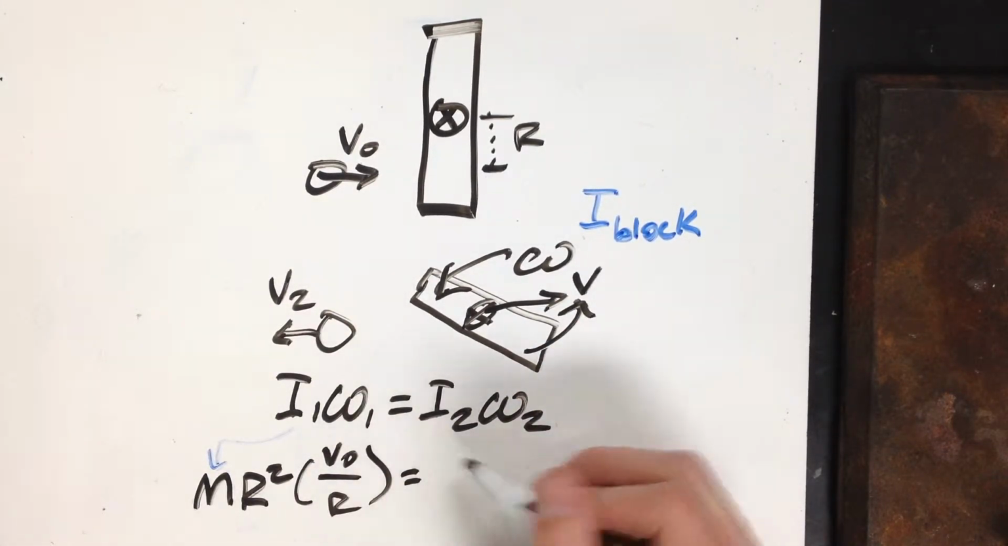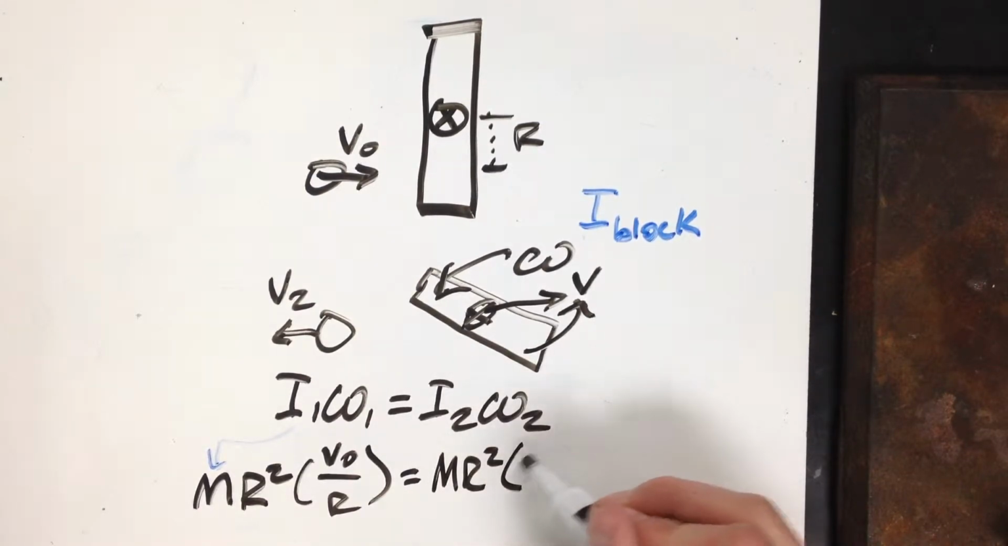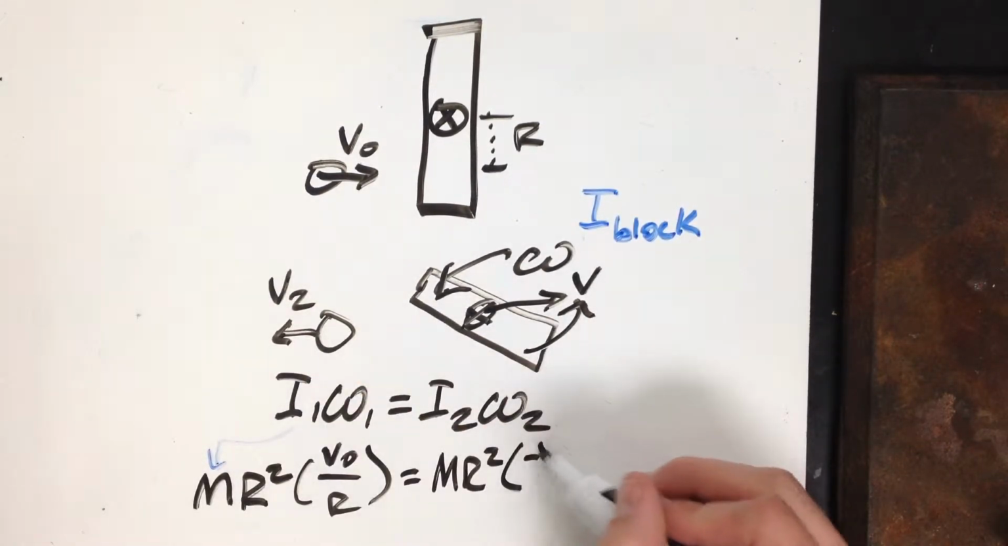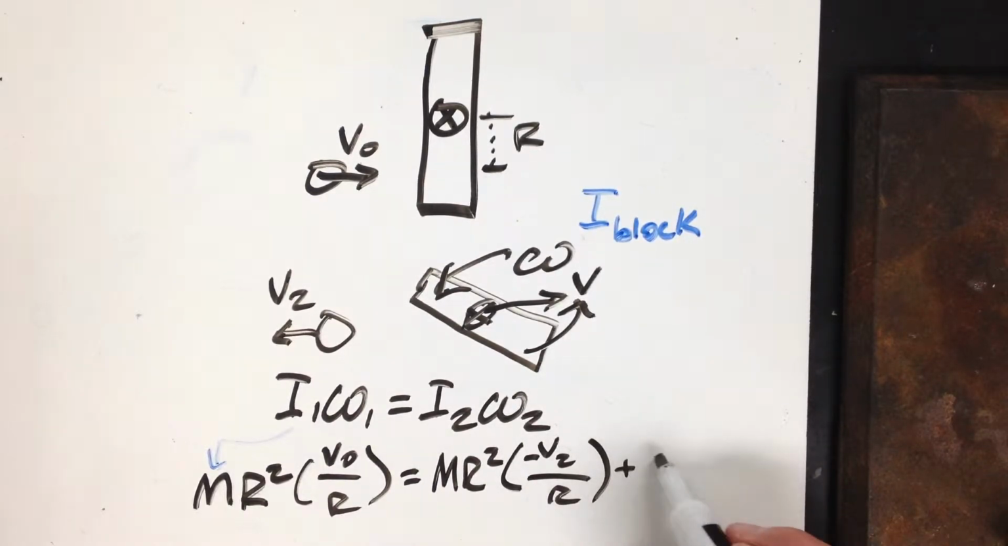Okay, now that would equal, well, after the collision, both objects have angular momentum. So that would be the moment of inertia of the ball again, m r squared, times, now it bounces back, so that would be negative v2 over r, plus the moment of inertia of the block times its angular velocity.